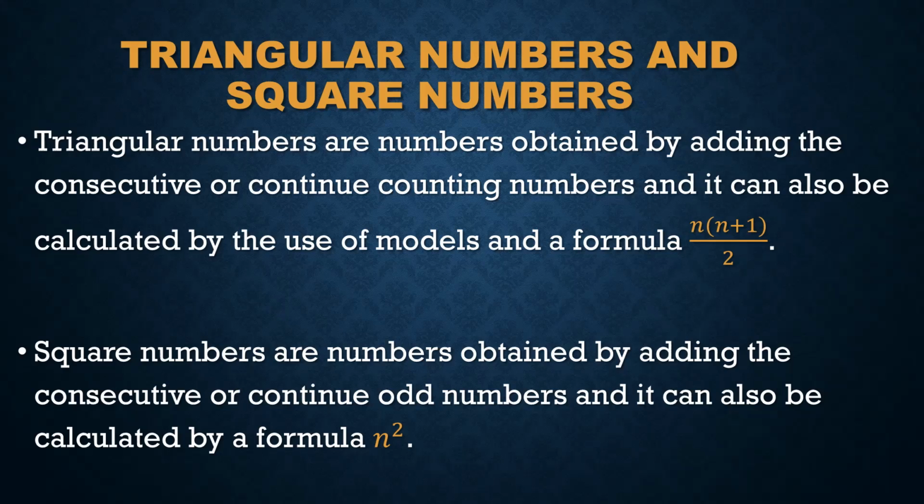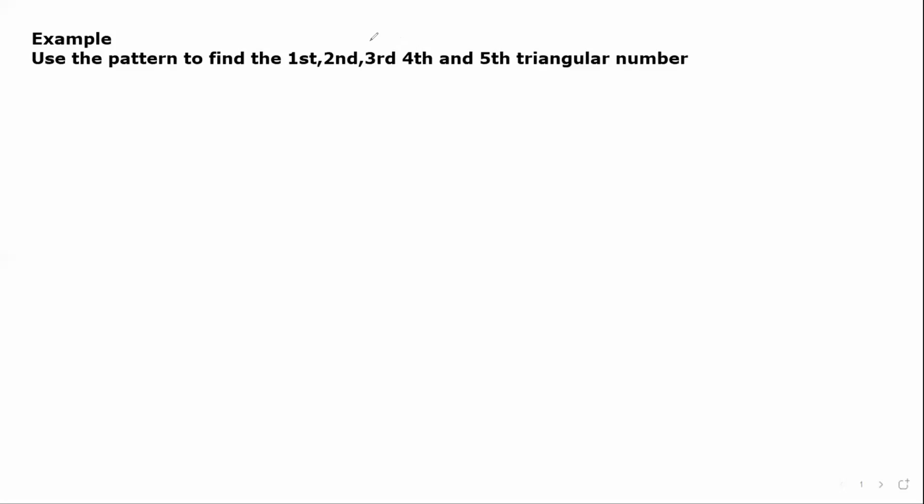So let's quickly solve one more triangular number example here. Example: use the pattern to find the first, second, third, fourth, and fifth triangular numbers. Okay. So we are going to use the pattern to find the first triangular number, the second, the third, and the fourth triangular number. The last one is the fifth. We can be asked to find the 30th, 40th, and so on, but let's follow this precedent so that we can use it to find other triangular numbers here.